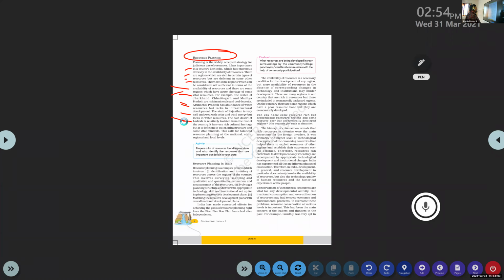The cold desert of the country, what is that? Ladakh. It has a very rich cultural heritage, but it is deficient in water. The culture of that area is good, and there is a cultural heritage for that place, but there is water deficiency. Infrastructure and some vital minerals are also missing there. This calls for balanced resource planning at the national, state, regional, and local level.